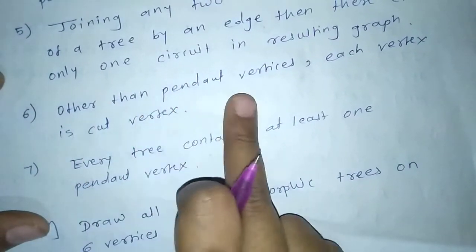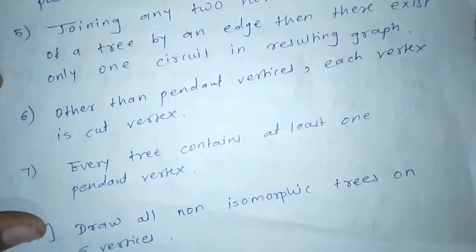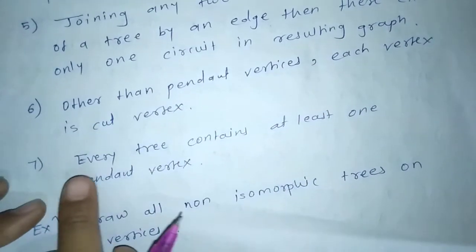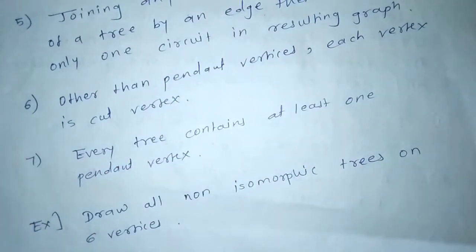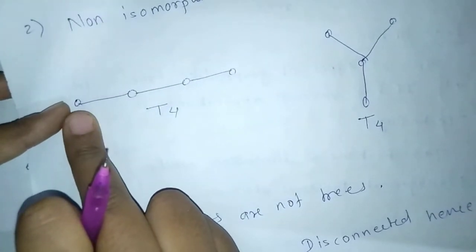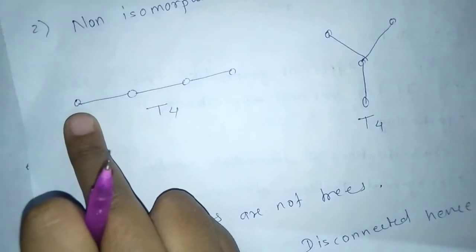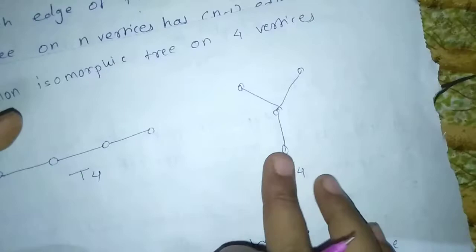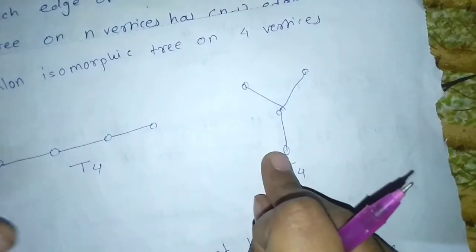Next, other than pendant vertices, each vertex is a cut vertex. Next, every tree contains at least one pendant vertex. You can see that this vertex is a pendant vertex, because it contains only one edge, means degree of this vertex is 1. So this is a pendant vertex. Also this is a pendant vertex, this pendant vertex, this is also a pendant vertex.